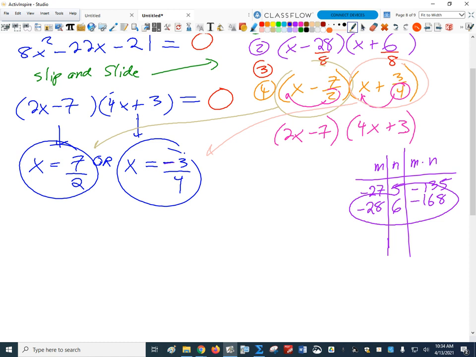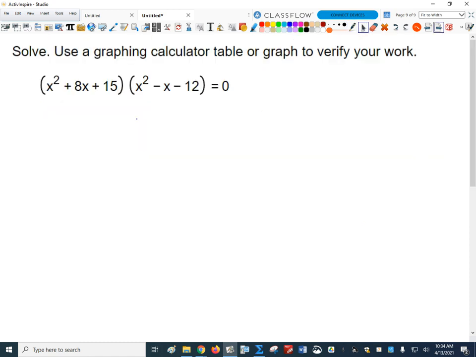Okay, good? All right, we're out of time. That's good. We don't need to do this last one. But if I did this last one, all I would have to do is break this one up into 2 factors and this one up into 2 factors, and then apply the zero product property, right? Okay, good stuff. All right.